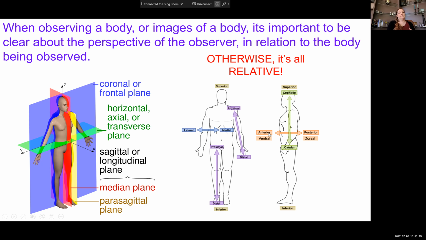And then we have, like I was saying, dorsal and ventral, like a dorsal fin on a fish is on its back. That's the spine side. Ventral's the front side. Our organs are all accessible really through our ventral side, right?